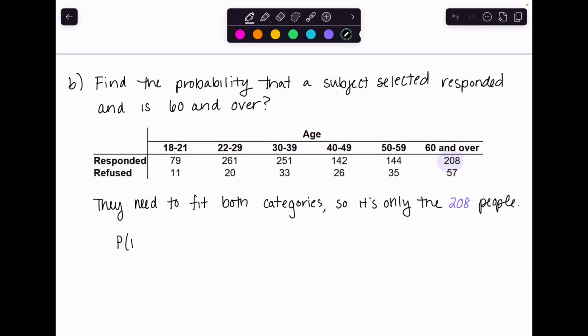So the probability that they responded and they're over 60 is 208 out of the 1,267. And so if you plug this into your calculator, it's about 0.164 or 16.4%.